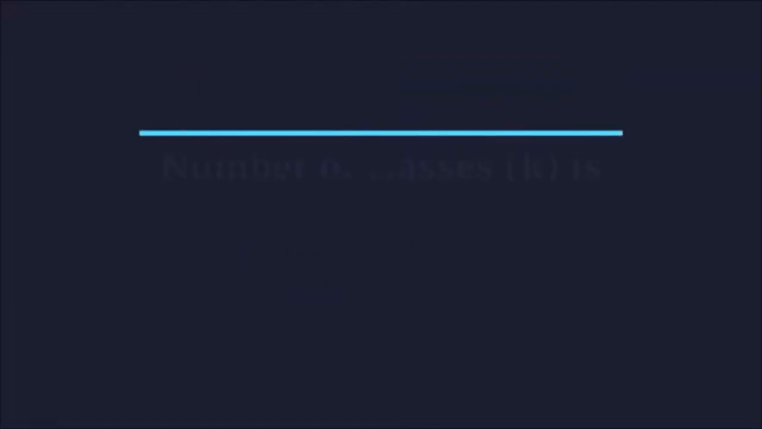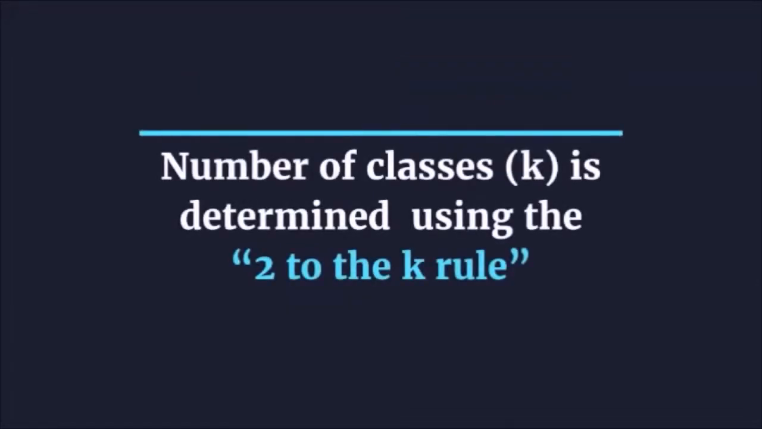We can determine the number of classes, which is denoted by the letter k, using the 2 to the k rule. This will enable us to select the smallest number, k, for the number of classes such that 2 raised to the power of k is greater than the number of observations.